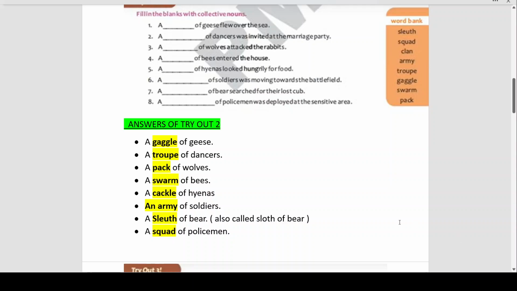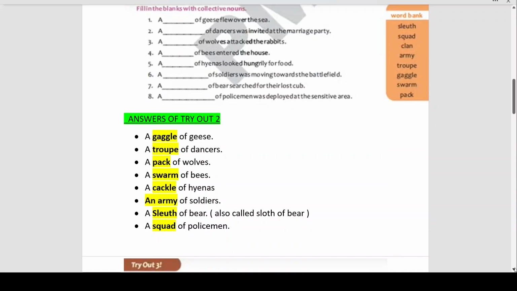Now, students, I just wanted to mention one thing over here. In number 6, a dash of soldiers was moving towards the battlefield. The answer is an army of soldiers, not a army of soldiers. So that also you have to keep in mind: what article will be used before the answer?